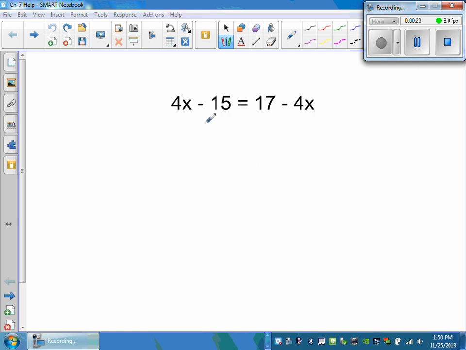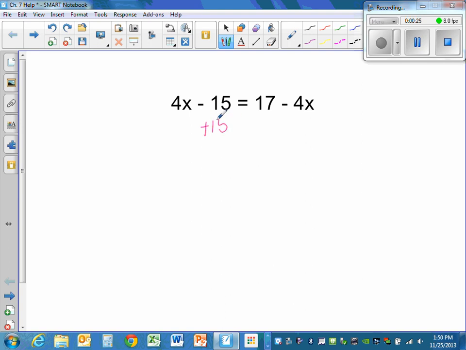I'm going to choose to add 15 to both sides. This way I keep my numbers positive. If I take negative 15 and add 15, they're going to cancel out. Remember, the operation always goes with the expression behind it. So that's a negative 15. In order to get rid of it, I add 15 to both sides.